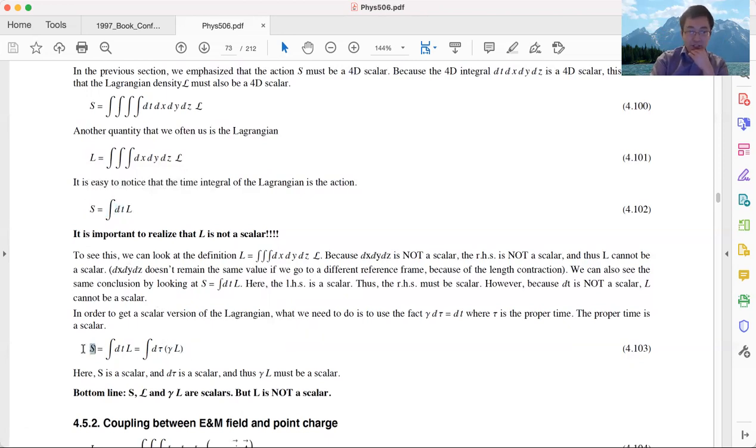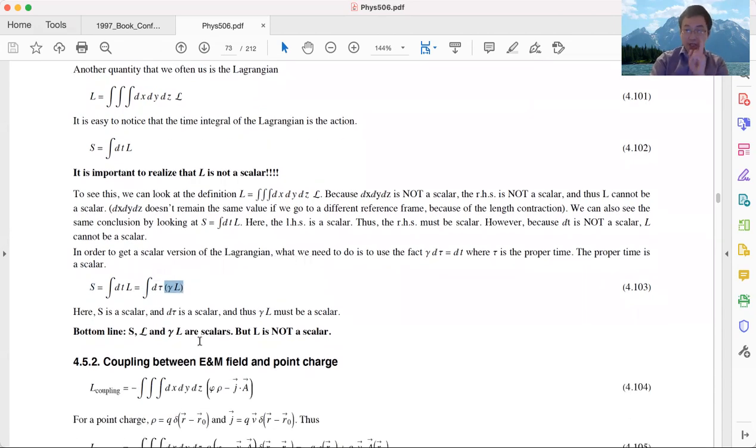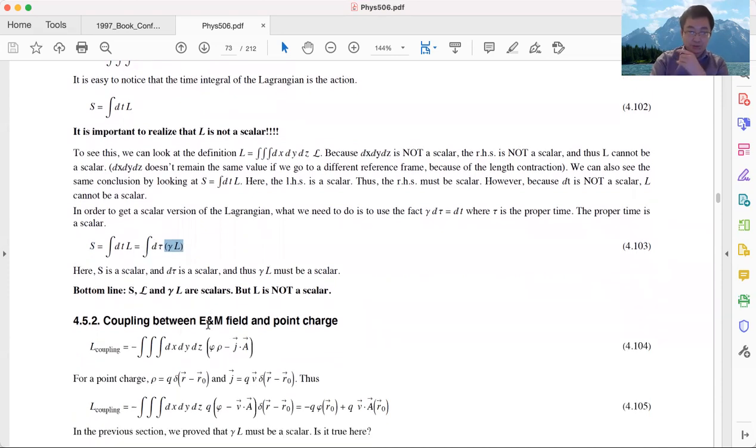This is because a scalar must equal a scalar. If S is a scalar, this whole thing must be a scalar. And d tau is a scalar. We already know proper time is a scalar. So gamma L, gamma times Lagrangian, must be a scalar. So that's a very important principle. Gamma times Lagrangian must be a scalar.